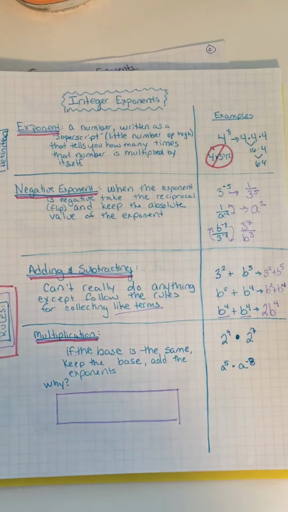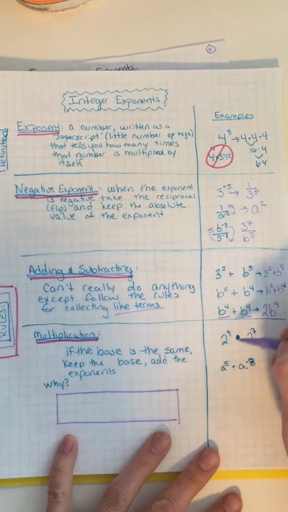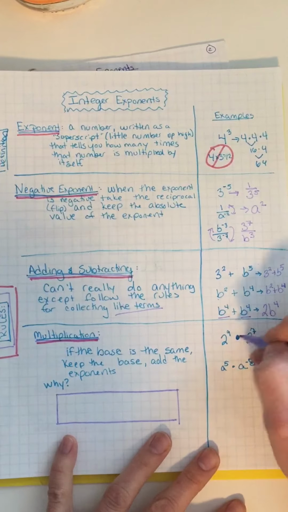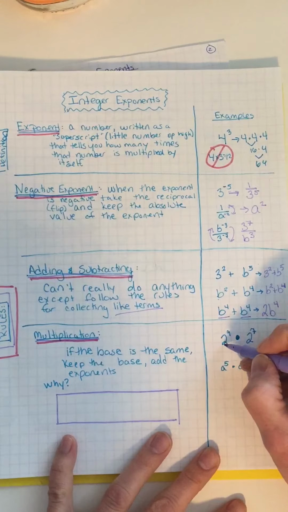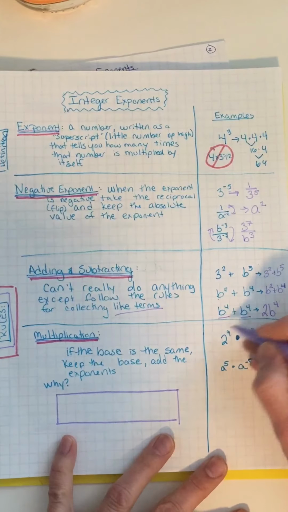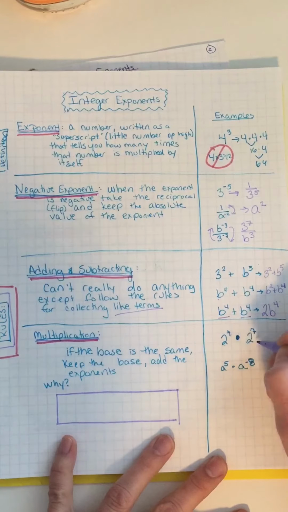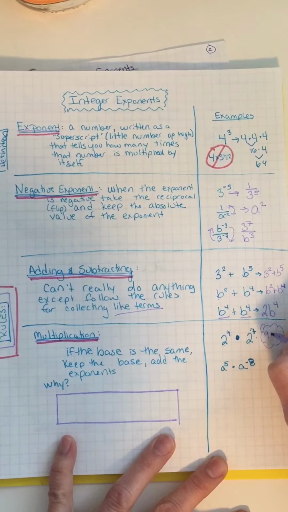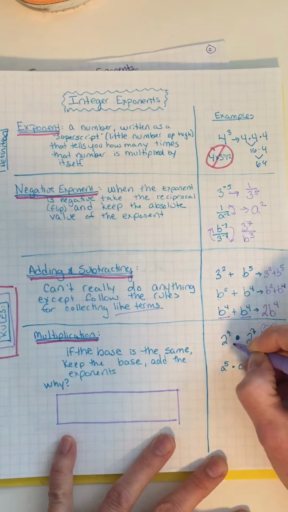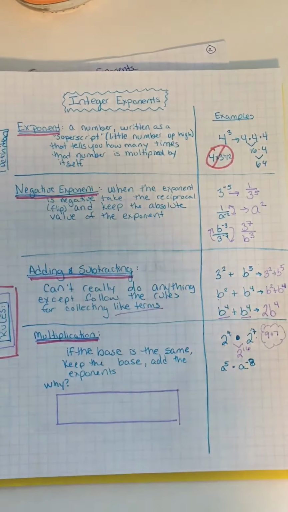Now, if I'm multiplying, the shortcut is that if I'm multiplying and the base is the same, I can add the exponents. So here I have 2 to the 9th power times 2 to the 7th power. I'm taking these exponents and thinking 9 plus 7 is 16, and that would simplify down to 2 to the 16th power.